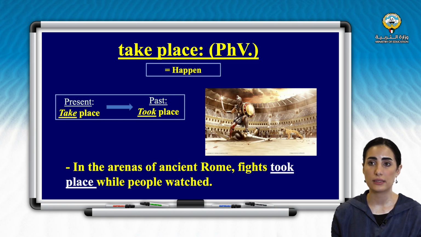Now let's use it in a sentence. In the arenas of ancient Rome, fights took place while people watched. So took place here means happen, or take place means happen.